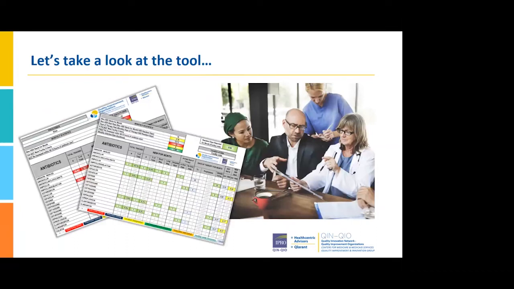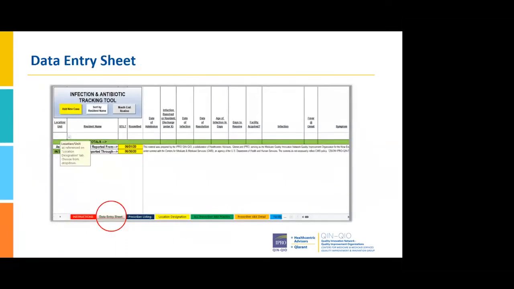Now let's take a look at the tool itself. Within the tool, there is a data entry tab where all of these specific data points are captured. Each column header is clearly labeled and the entry cells all have a simple pop-up explanation or directions, along with any other appropriate drop-down menus for the user choice. There are columns that automatically calculate based on data entry, for example, days to resolve an infection or days of therapy for a particular antibiotic.